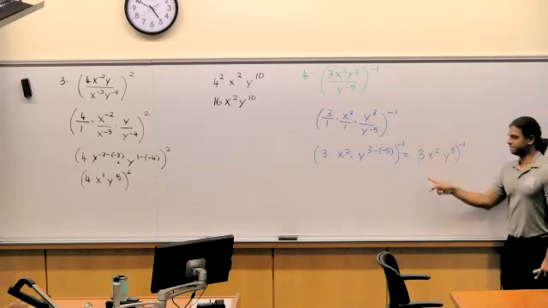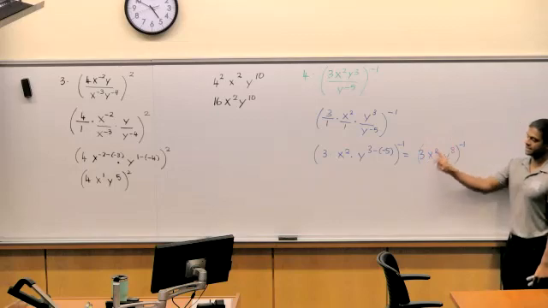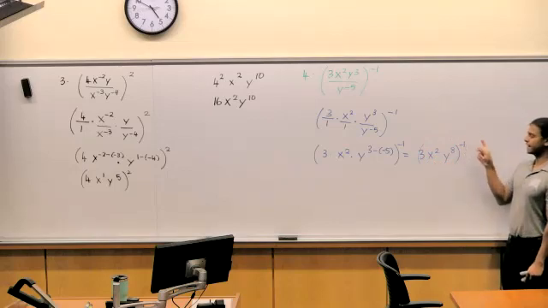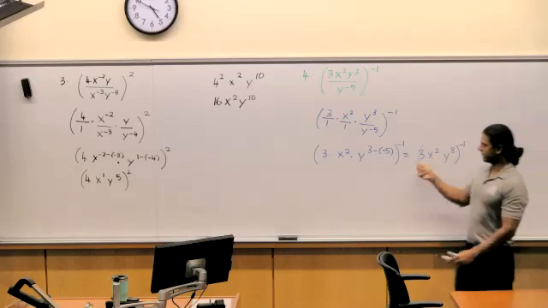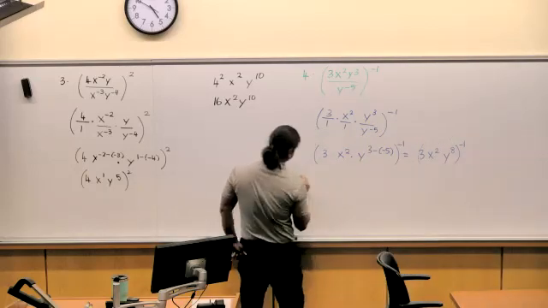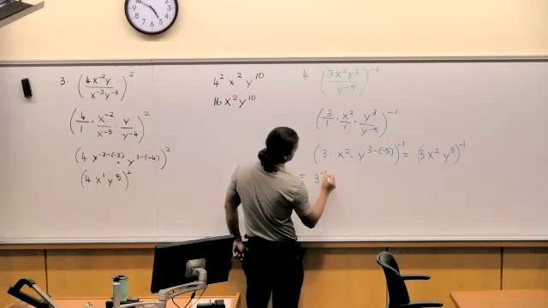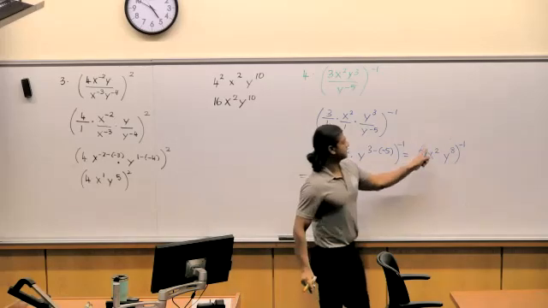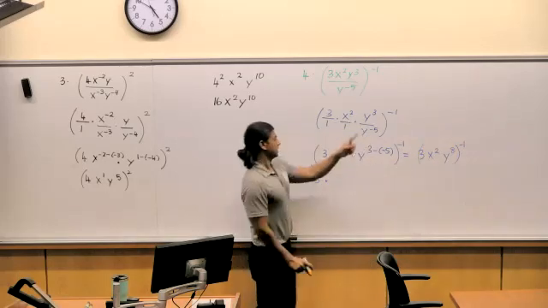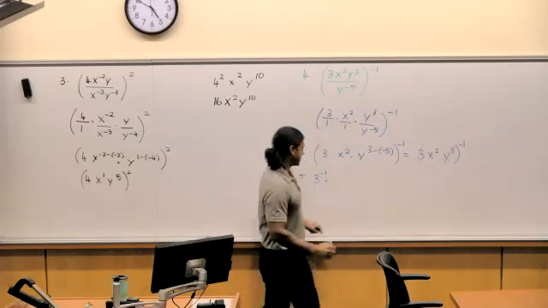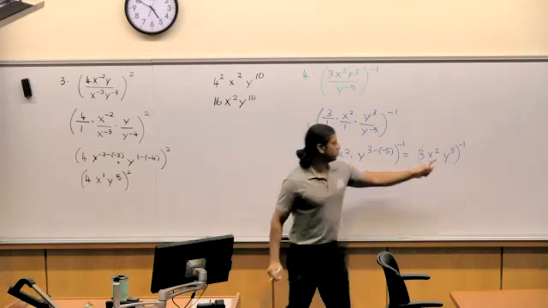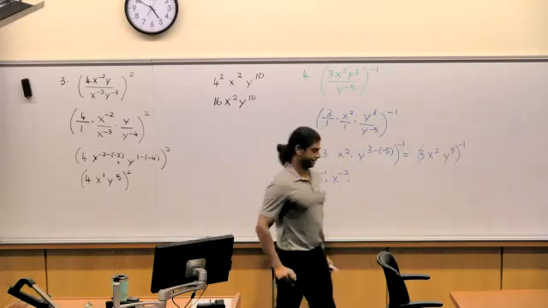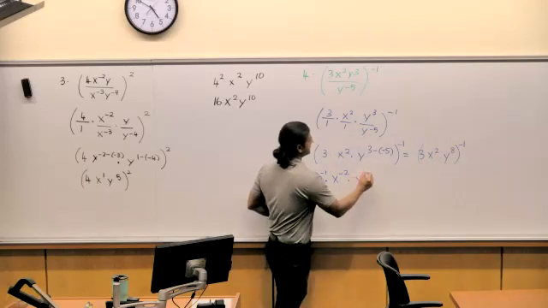Now that I've simplified the terms inside the parentheses, I can apply the exponents from the outside. So 3 raised negative 1. 1 times negative 1. 2 times negative 1 is x raised negative 2. Y raised 8 times negative 1, negative 8.